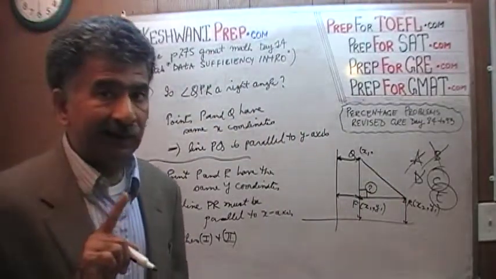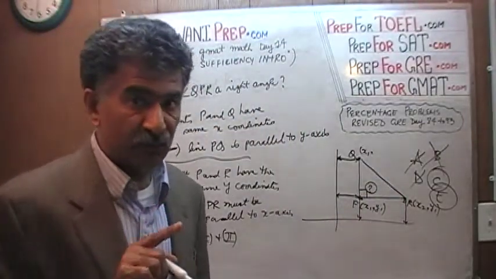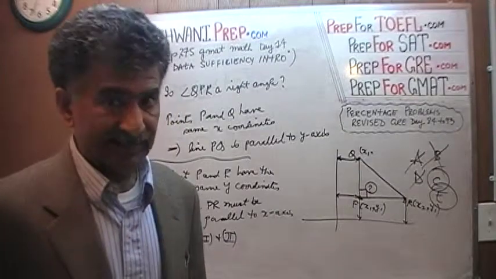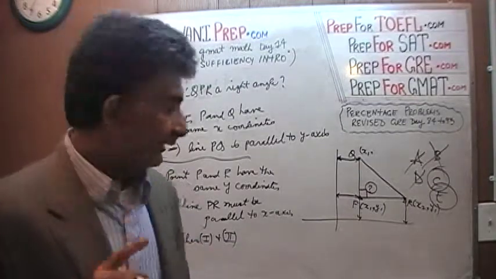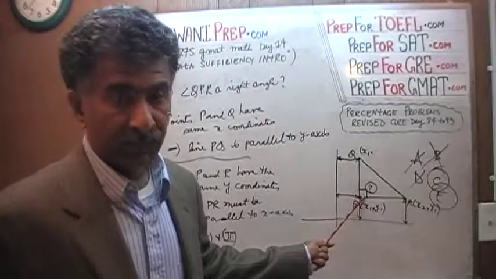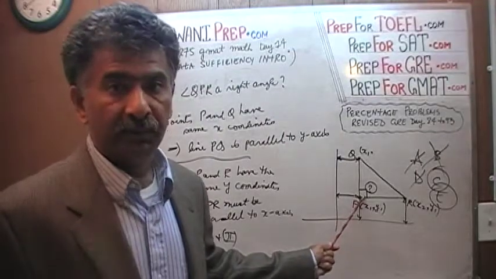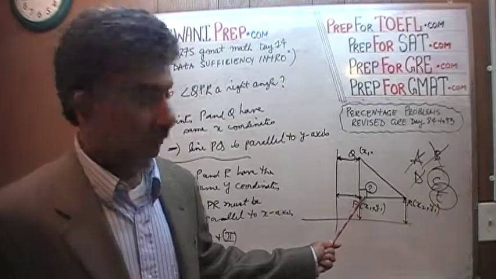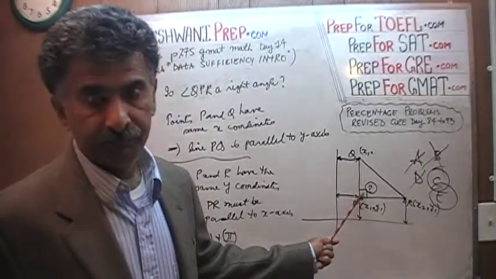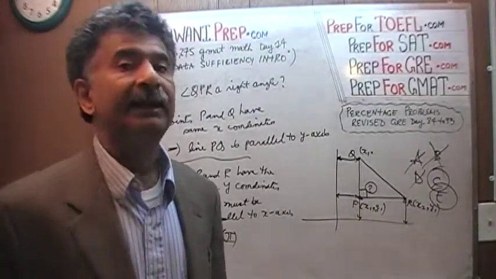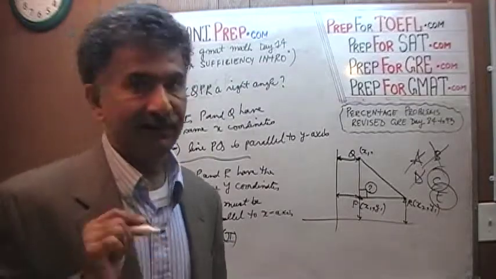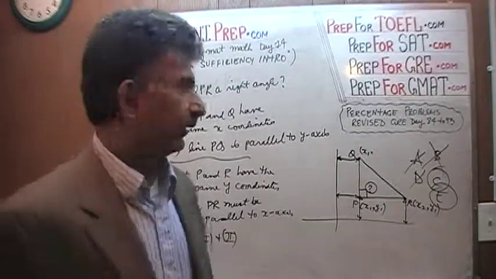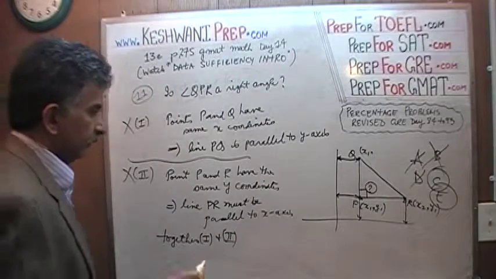The question was, is this angle 90 degrees? The point here is not that it actually turns out to be 90 degrees. That's not the point. The point is we are able to answer in the affirmative or negative, yes or no, about this angle. Now we can tell for sure that it is 90 degrees or it is not. Turns out it is 90 degrees. So together they work. Therefore the answer is C.